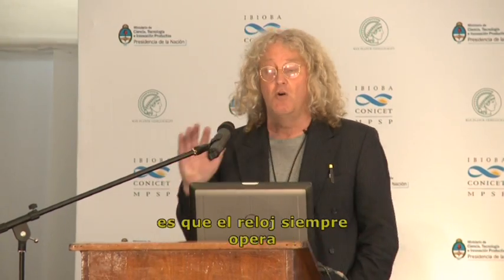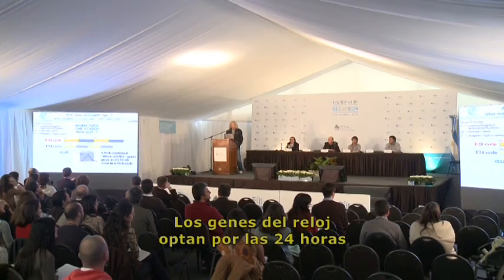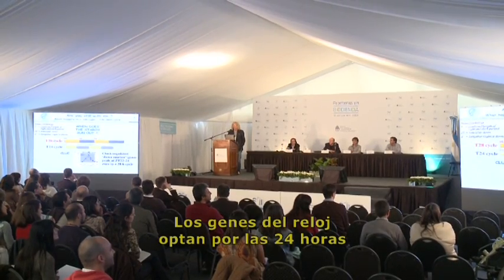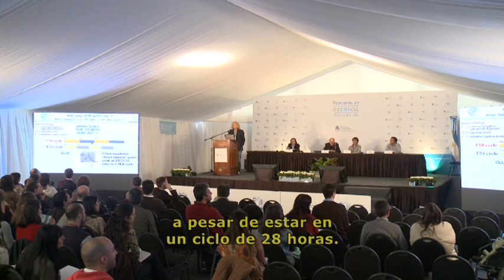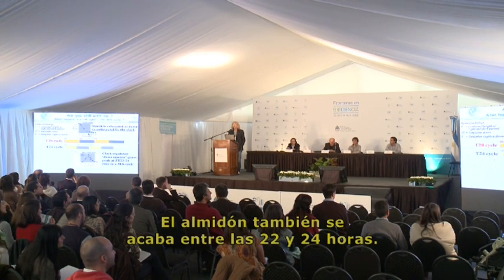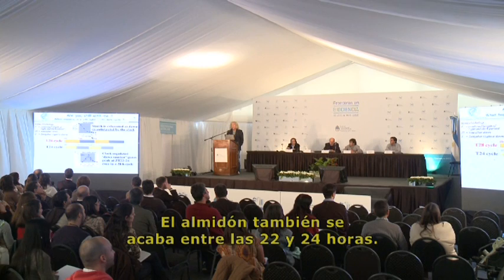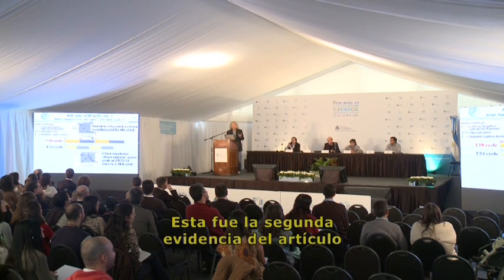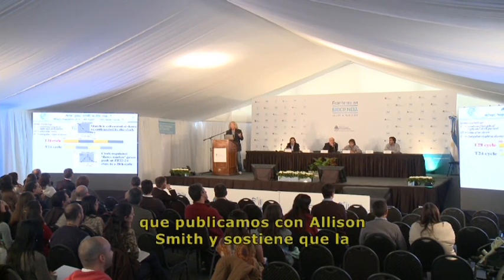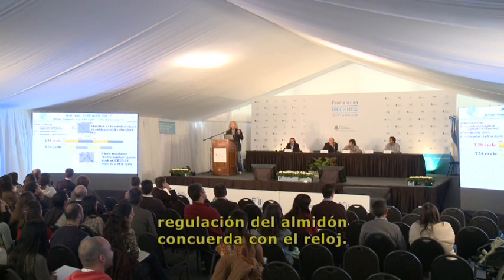Okay, the clue, which is hidden, is the clock always operates with a 24-hour period, because that's the way it's been for the last millions of years. So clock genes peak at 24 hours, even if you're growing them in a 28-hour cycle, and the starch also ran out at 22 to 24 hours. And that was the second piece of evidence in the paper we published with Alison Smith, that the starch regulation is regulated by the clock.